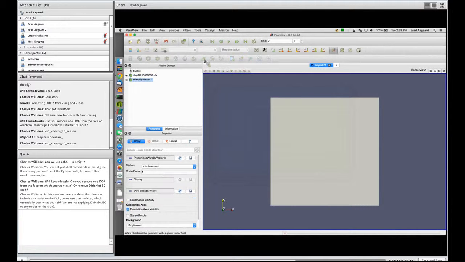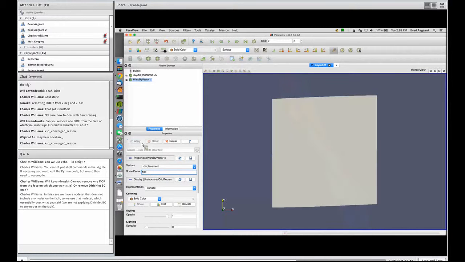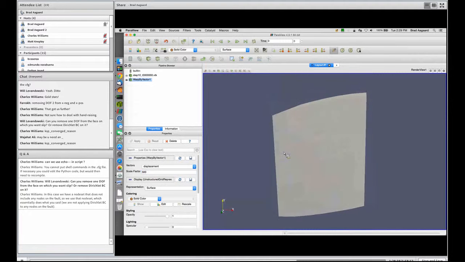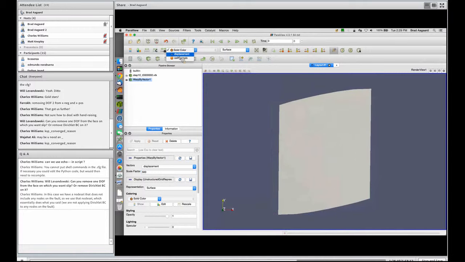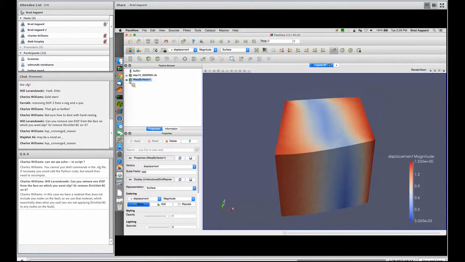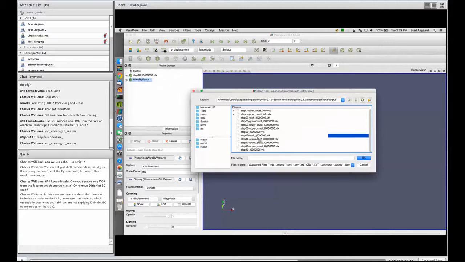So let's look at our deformed configuration here again. 5,000. Whoops. Maybe not 5,000. How about 100? Or 500? So there you can see we've squished our block together. Let's look at that displacement field. There's a little bit of shear in there, but not much. So if we look at our fault tractions, let's look at fault tractions.